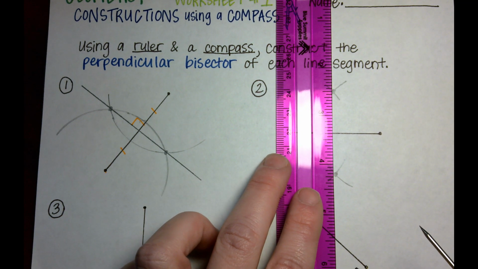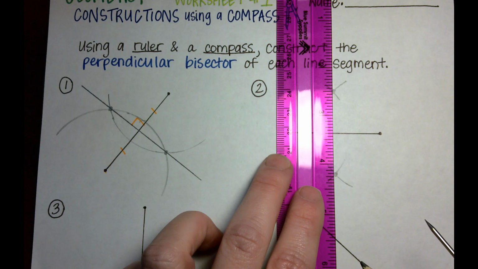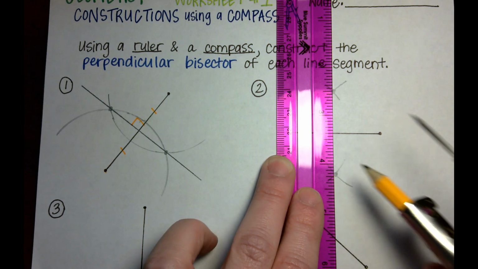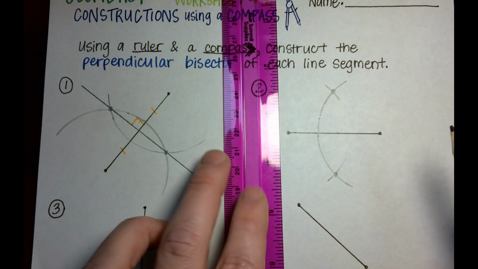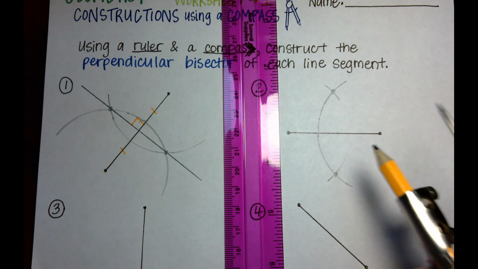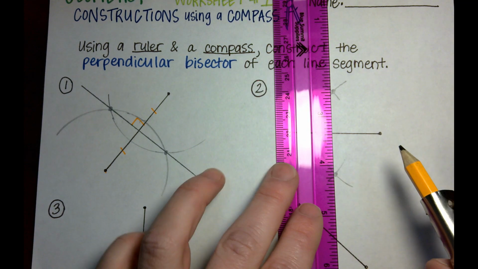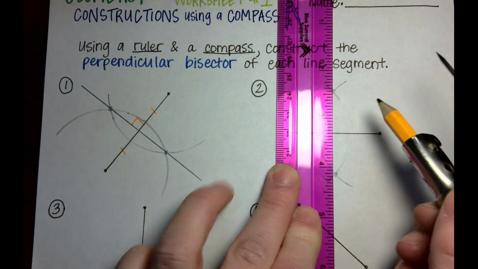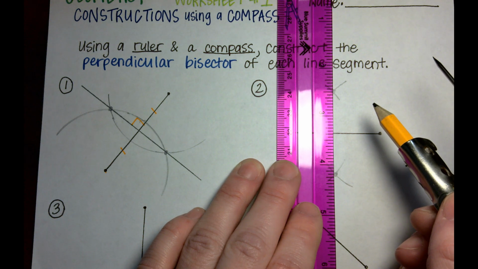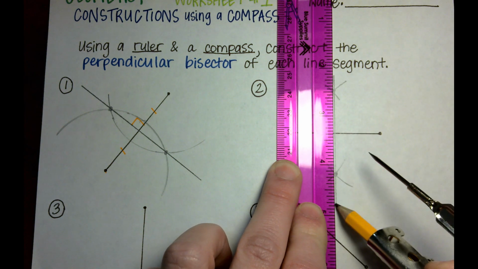And in the future, if I ask you to do this, which I will, whenever we take our first quiz, I'll have you construct a perpendicular bisector. Don't erase any of your markings, because that's like the showing your work part, showing that you did the arcs and you did the intersections. So I'm gonna go through here as good as I can.